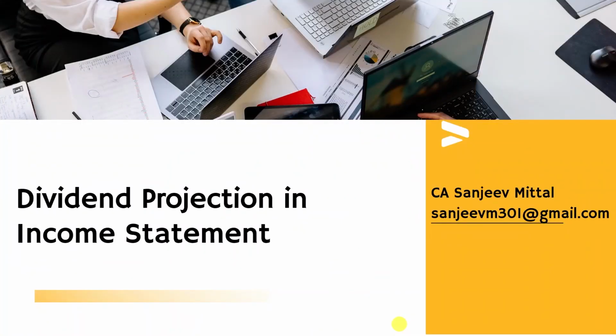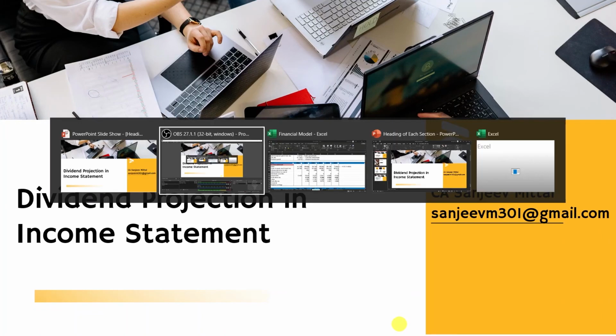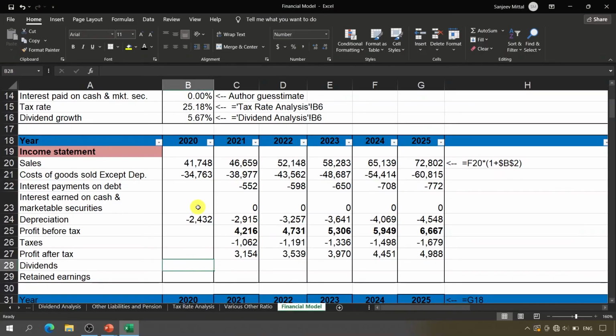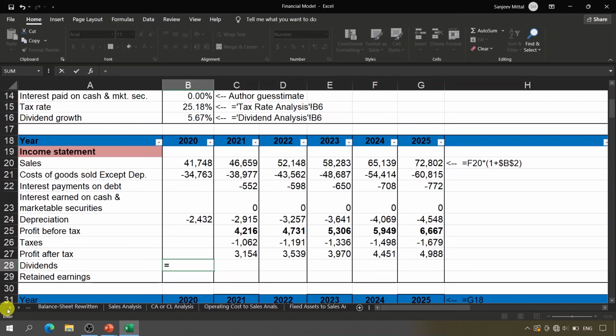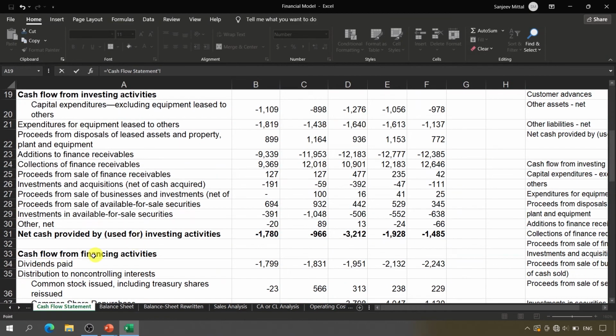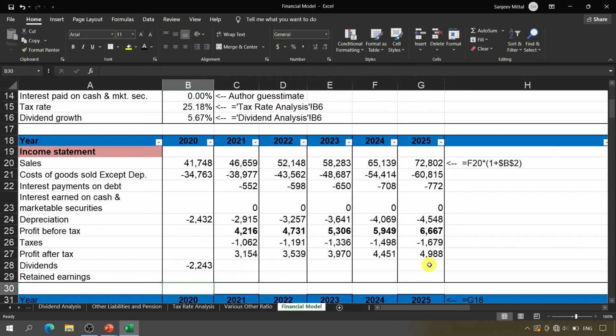Let's try to project our dividend inside our income statement. For that purpose, we shall go to our financial model. And inside this income statement for the year 2020, we already know that we are having our dividend inside our cash flow. So we shall go to our cash flow. Inside our cash flow in the financing activities, we already know that we are having a dividend of 2243. And if we press enter, we will get the amount of dividend of 2243 here.